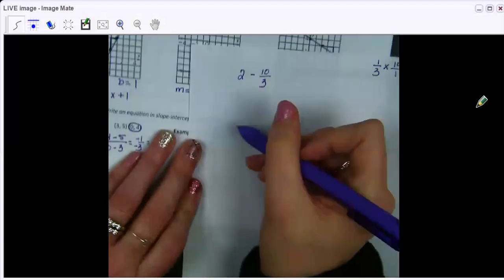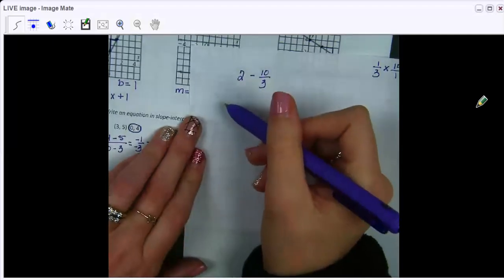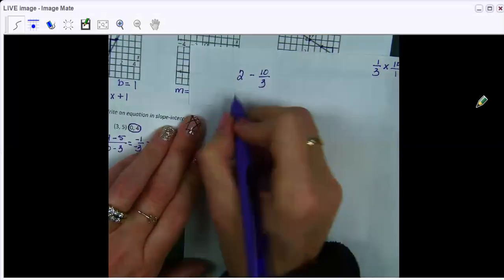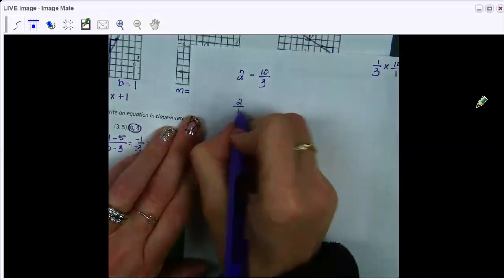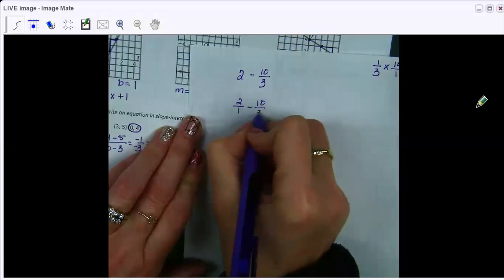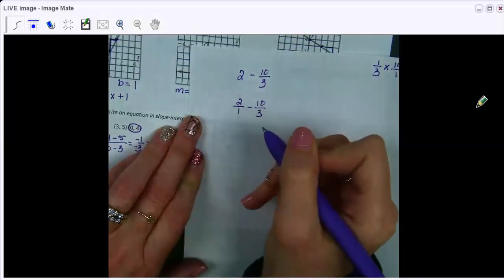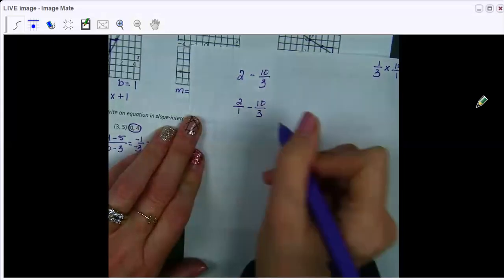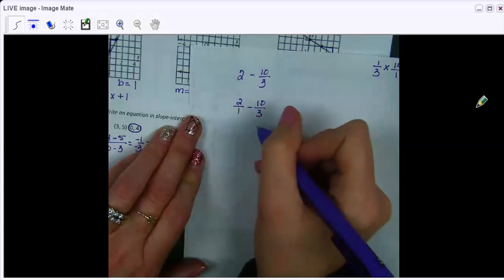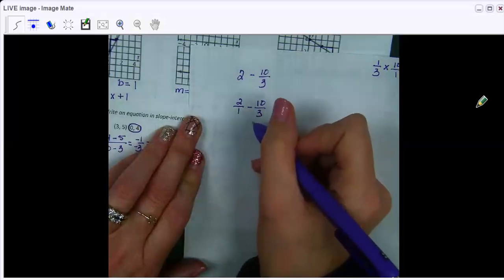Now what should I do with my whole number? We need to put it over 1. So I'm going to rewrite it with 2 over 1. I'm just trying to write it a little bit bigger, if you have space on there. Then what do I do? We just do 2 minus 10/3.